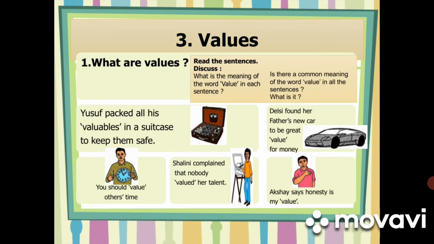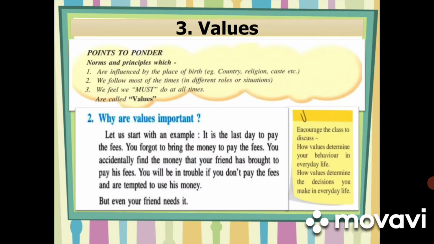What is the meaning of the word value in each sentence? Is there a common meaning of the word value in all the sentences? What is it? The common meaning in all the sentences is importance. Points to ponder: norms and principles which are influenced by the place of birth, for example, country, religion, caste, creed, etc., which we follow most of the times in different roles or situations, and which we feel we must do at all times, are called values.